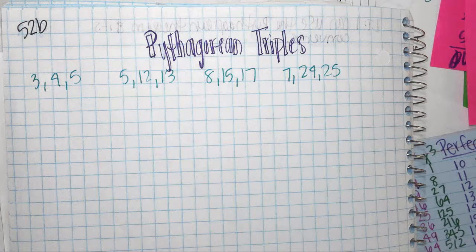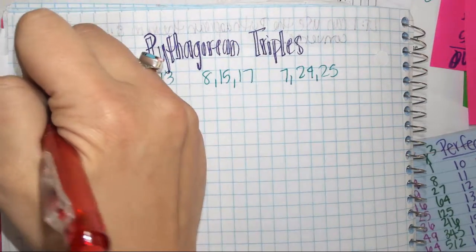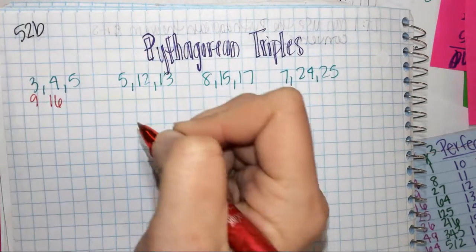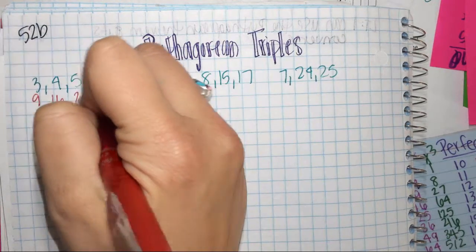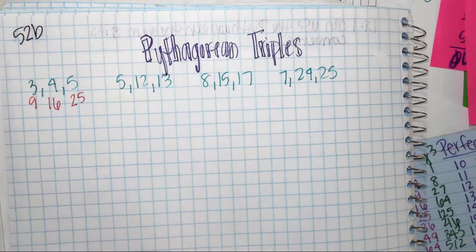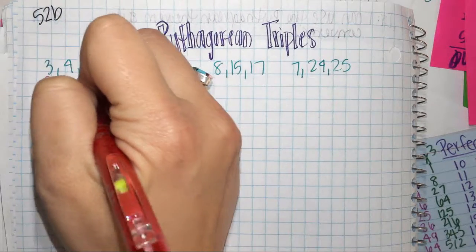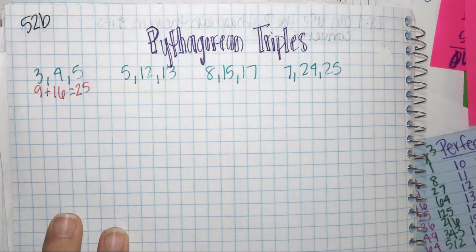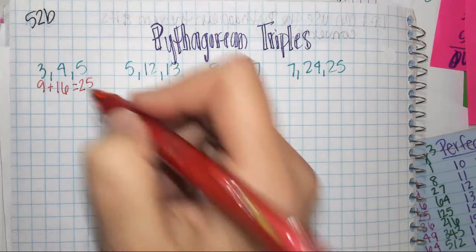And let's prove it. What is 3 squared? 9. What is 4 squared? 16. Thank you, Trey. And what is 5 squared? 25. What's 9 plus 16? 25. Does 25 equal 25? Yeah. That makes it a triple.